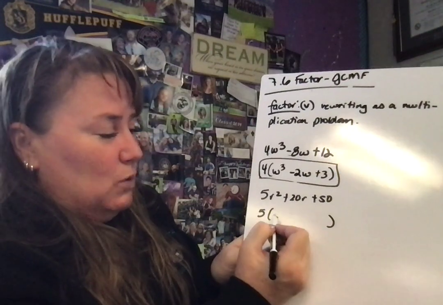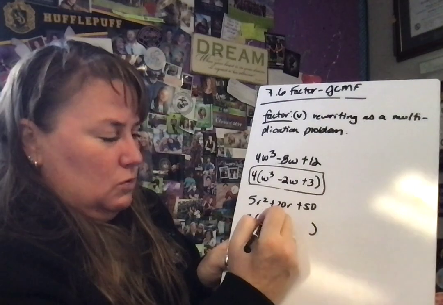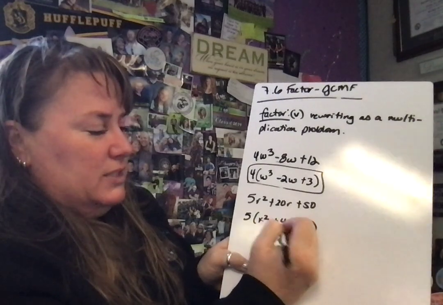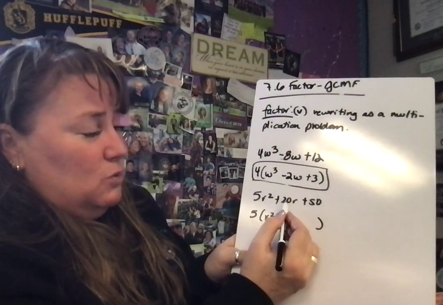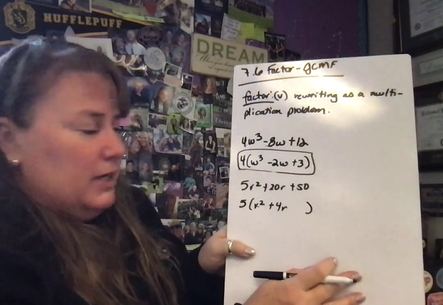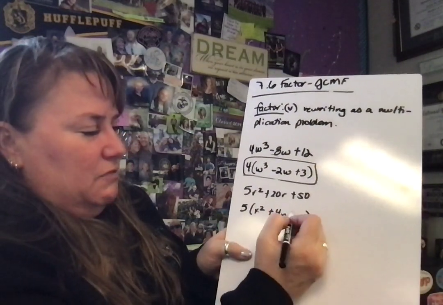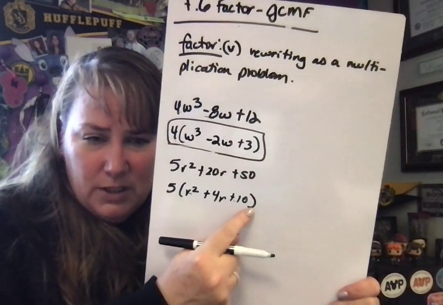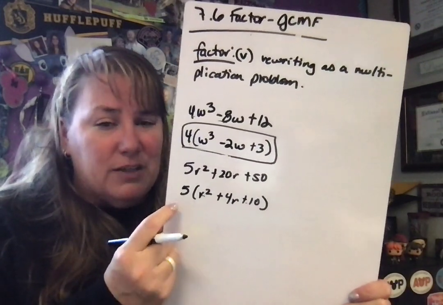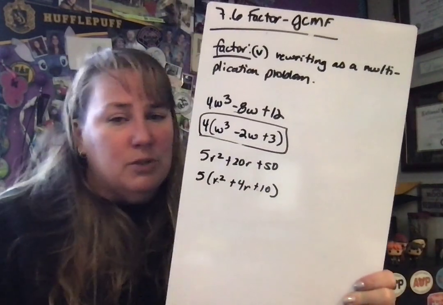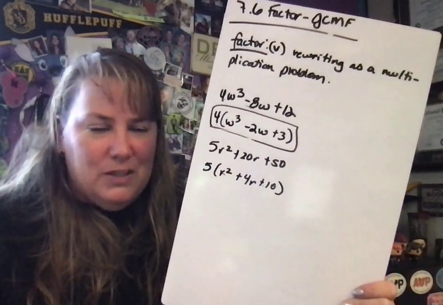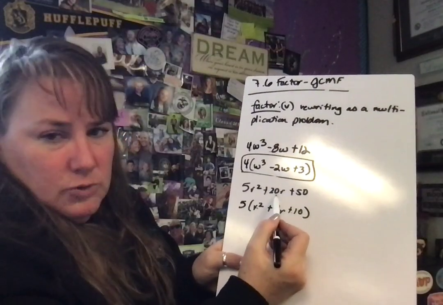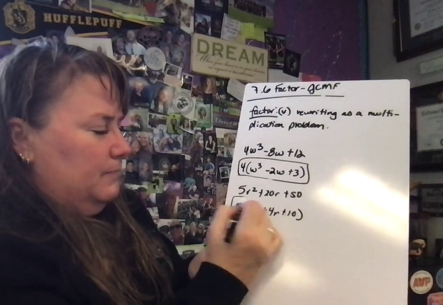Anyways, 5 times what gets me 5r squared? R squared. 5 times what gets me 20r? Hopefully you said 4, because 5 times 4 is 20, but I need my r. So it's going to be 4r right here. And 5 times what gets me 50? That's 10. Now double check. If all of these have a variable in here, then I didn't pull out the greatest common monomial factor. But since they don't all three have a variable, I'm good to go. But also, let's just multiply to be double, triple certain. 5 times r squared, checks. 5 times 4r, checks. 5 times 10, checks.